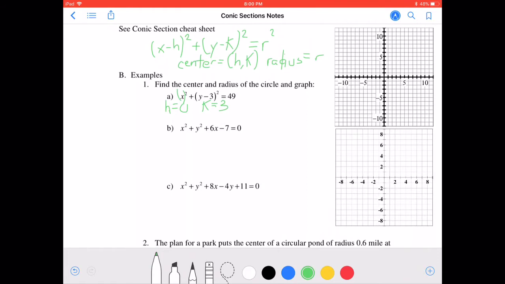Now the last thing to do, the information we can pull out, is here we have equals 49. That does not mean the radius is 49. What we have to do is say r squared is equal to 49. So that means r is equal to 7. So that means our center will be 0, 3. And then our radius will be 7.